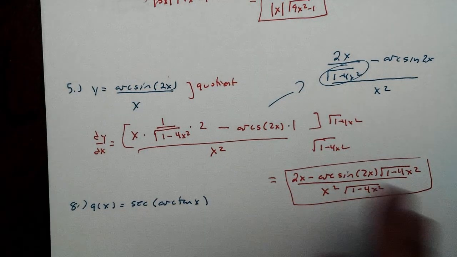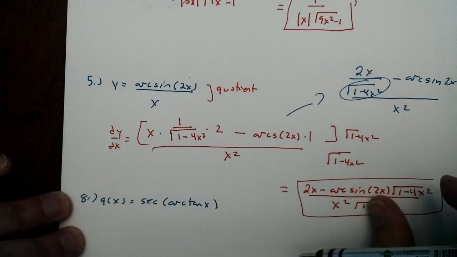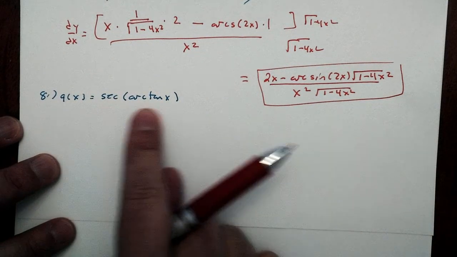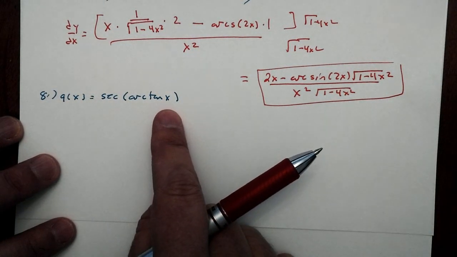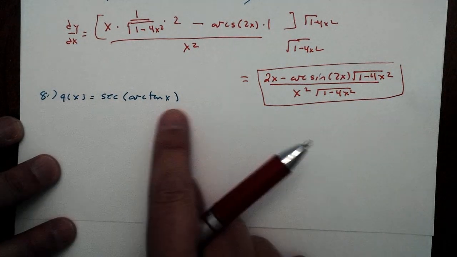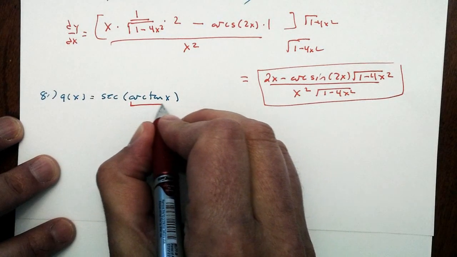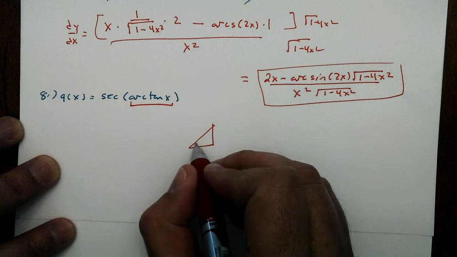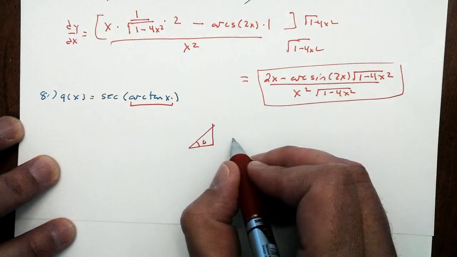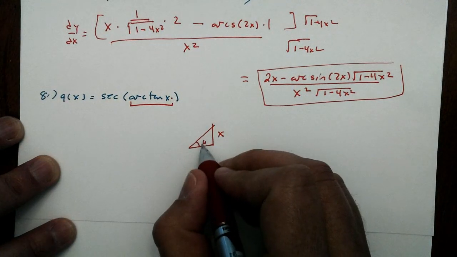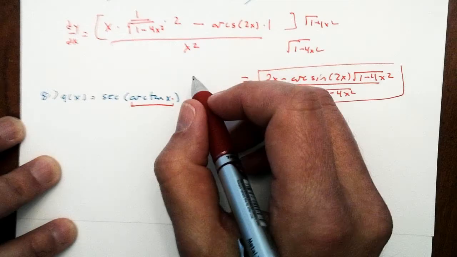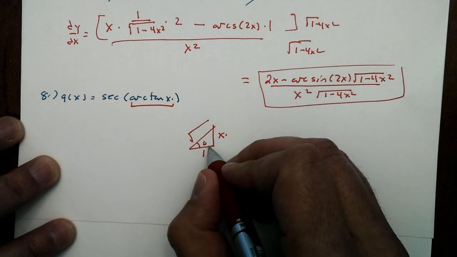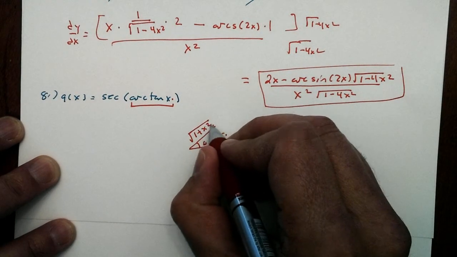So let's see here. Now we want to do the secant of the arc tangent of x. There's a couple ways you can do this. You could use chain rule for something like this. But, you know, I'm going to be fancy. I'm going to use my right triangles. So I'm looking at the arc tangent of x. If I were to draw a triangle here, and there's theta, the tangent is the opposite over the adjacent, which is going to give me the hypotenuse of the square root of 1 plus x squared.